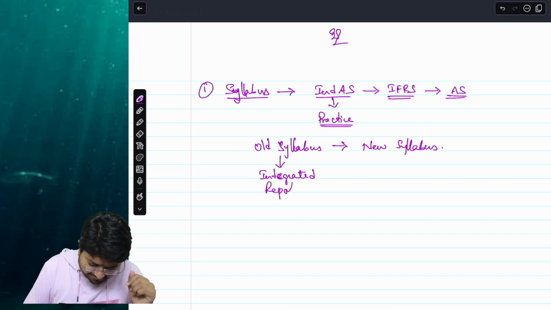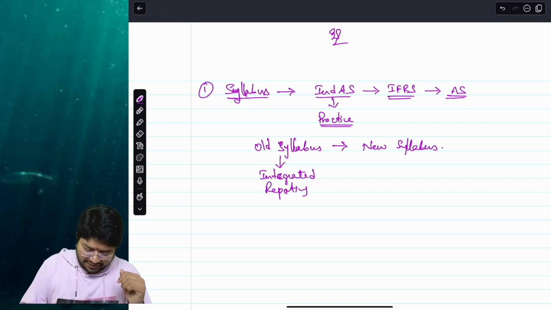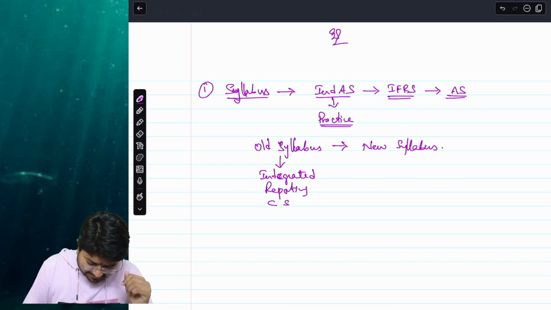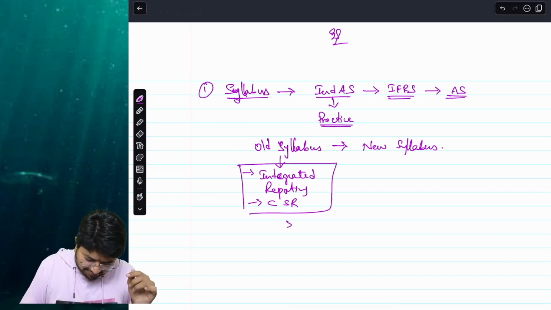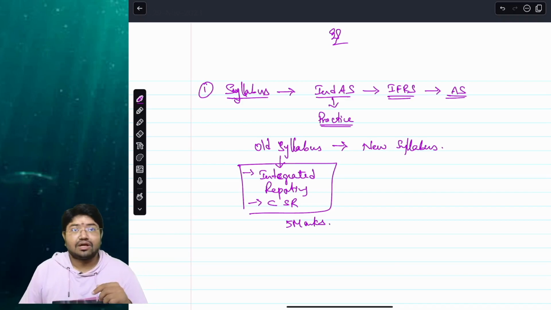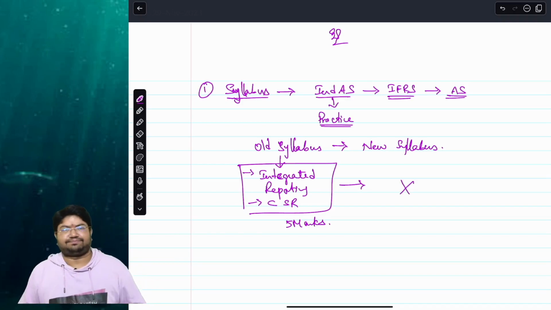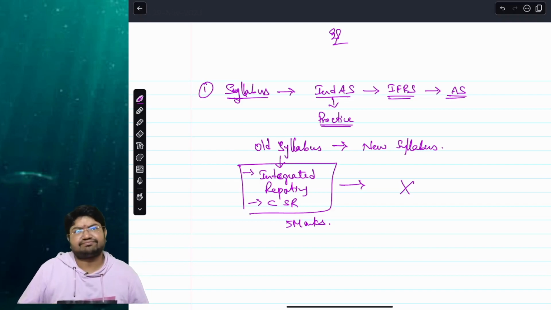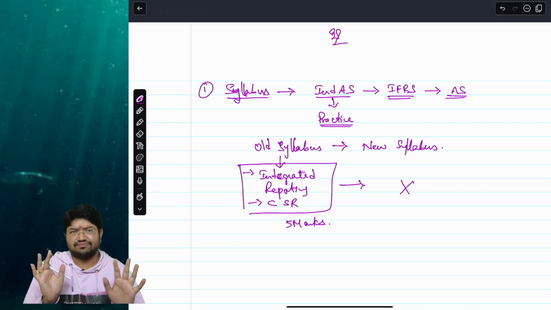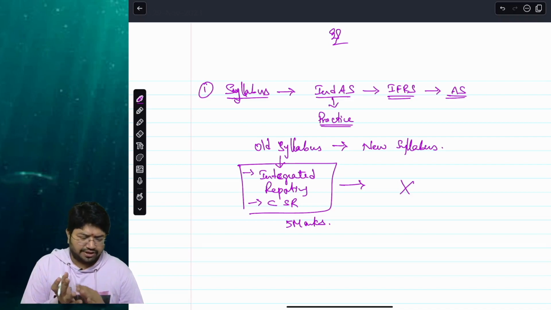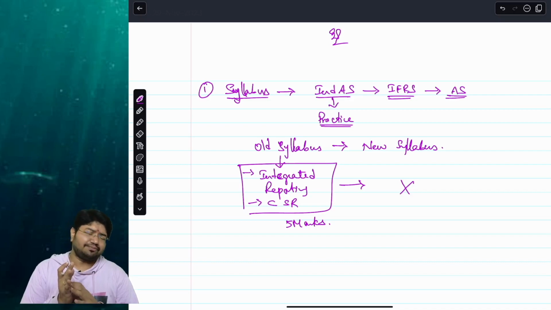Integrated reporting you have, and then you have something called CSR. These two topics, which were part of the old syllabus, used to weigh somewhere around 5 marks out of the total paper. In the new syllabus, it is not at all there. So this is the difference between the old syllabus and the new syllabus. Earlier there was integrated reporting, or corporate social responsibility accounting and reporting, which used to be there in the past. Now it is not there in the new syllabus.